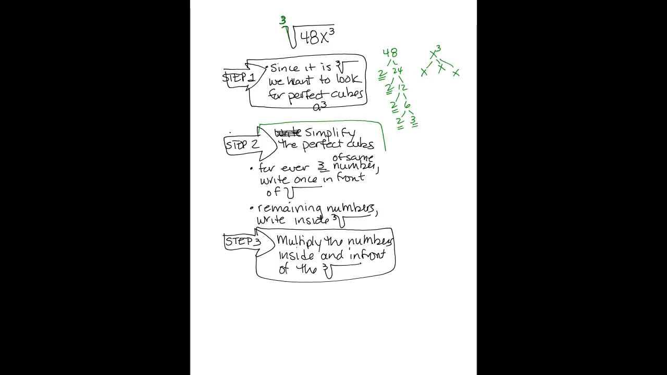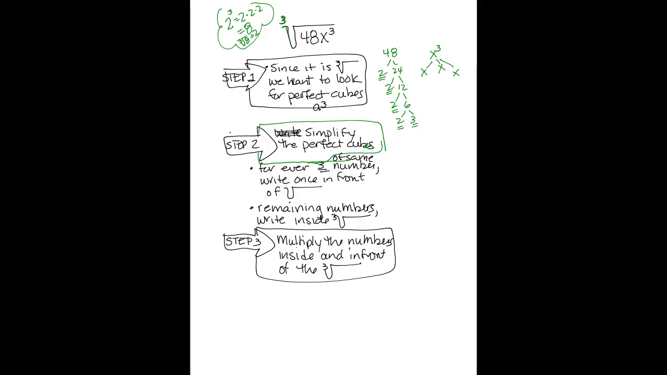Step 2 is we want to simplify the perfect cubes. So a cube is a number that is to the power of 3. So 2 to the power of 3 we would say is 2 cubed, and that's 2 times 2 times 2, which is 8. So the cube root of 8 is equal to 2. Just as a little refresher.